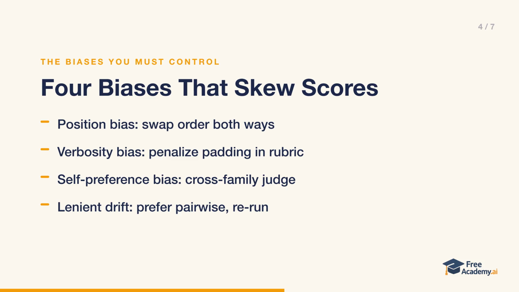Self-preference bias means a judge tends to favor outputs from its own model family. So when it matters, use a judge from a different family than the one that produced the output. And lenient drift means pointwise scores tend to clump high and shift between runs, so lean on pairwise comparison for ranking decisions and rerun to check stability.